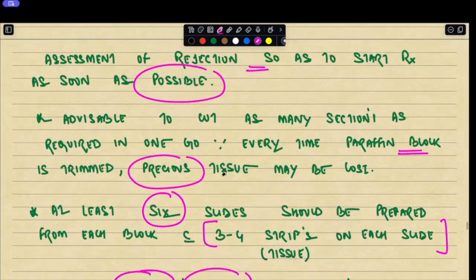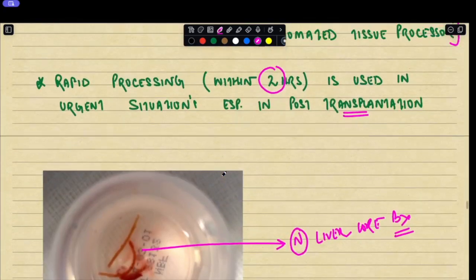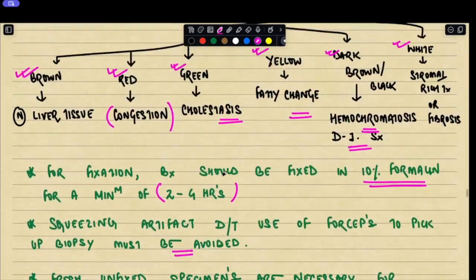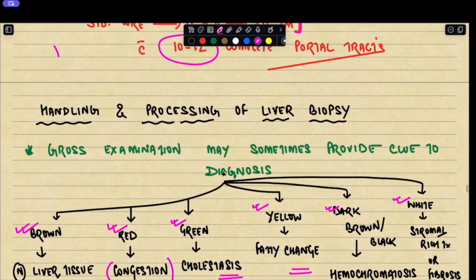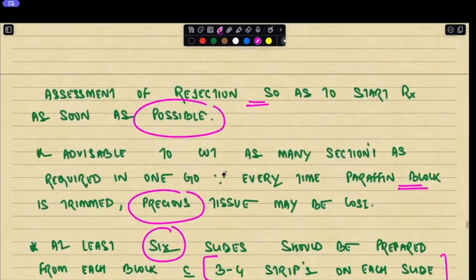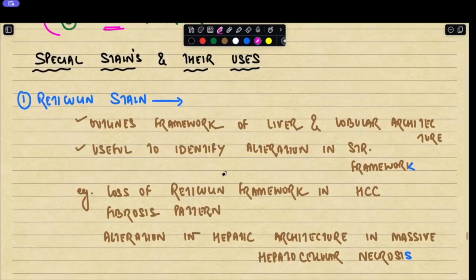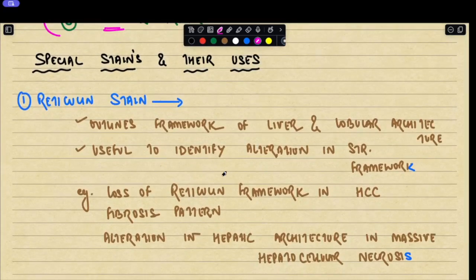So this is about how you have to handle. Again, a lot of questions come from here: handling and processing of the liver biopsy, then the special stains and what their uses are. Very important, along with the standard H&E which is done, is the use of reticulin stain.